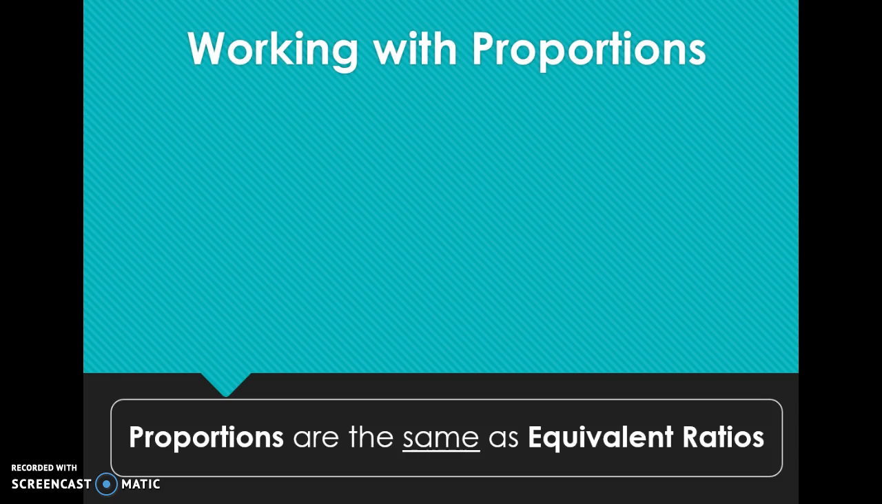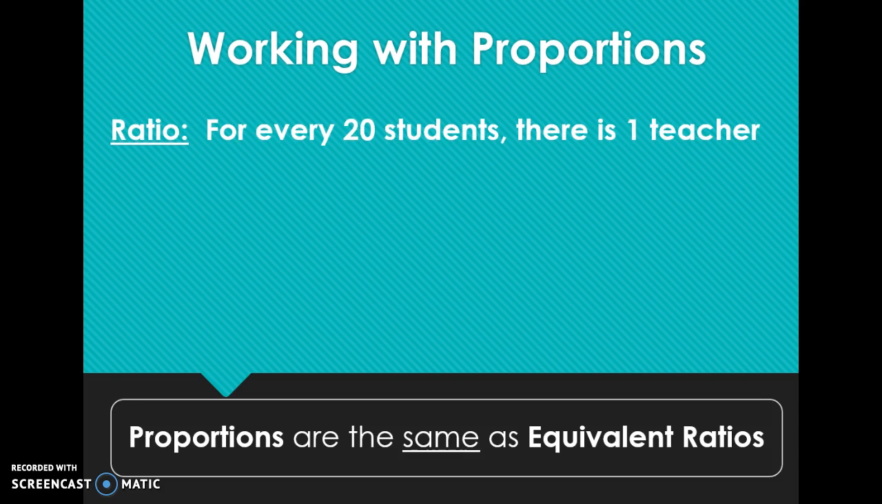So I'm going to give you an example so you can see what we're talking about. In this example, let's talk about this ratio. For every 20 students, there is one teacher. So you know there are three different ways to write a ratio. You're writing it as 20 to 1, or 20:1, or as a fraction, 20 students over one teacher.